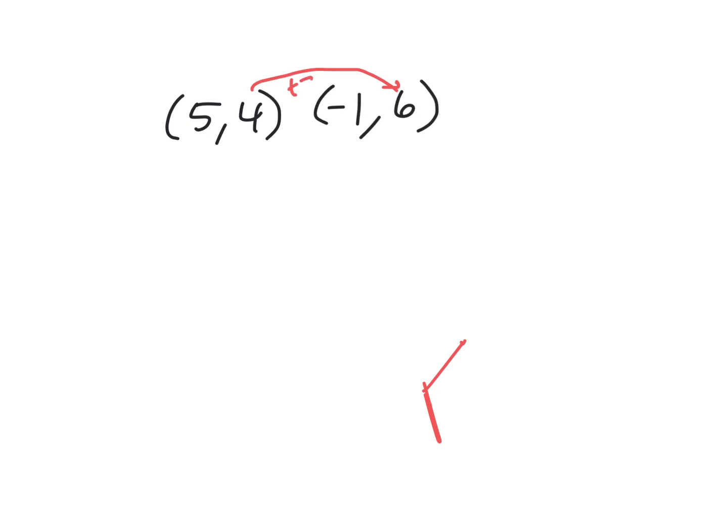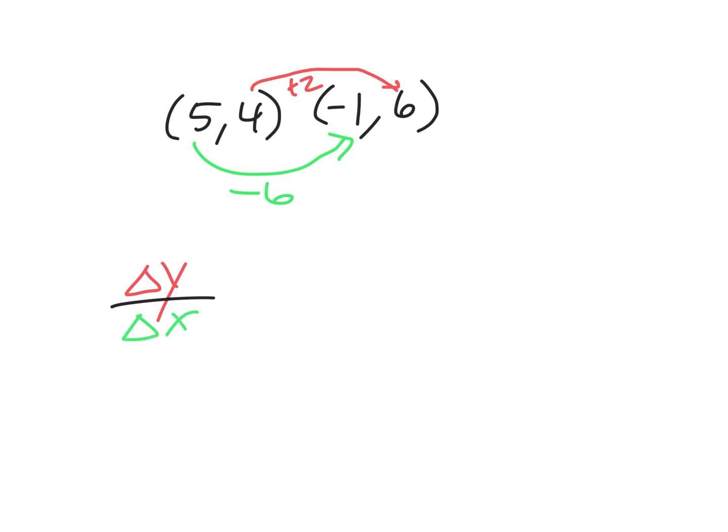So plus 2. Let me erase this down here. Okay. Then I look at my x's. What did my x's do? My x's went down. How much did it go down by? Went down 6. So change in y over change in x. Now, again, you can do it however you want to. That's how I like to think of it. So my change in y was positive 2. My change in x was negative 6. If I simplify that, it's negative 1/3.